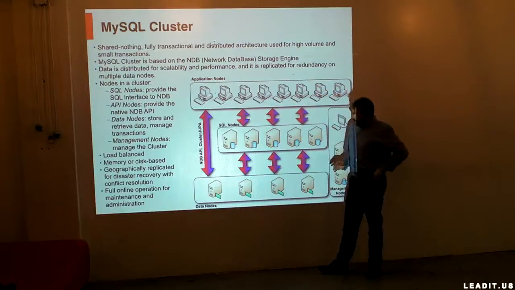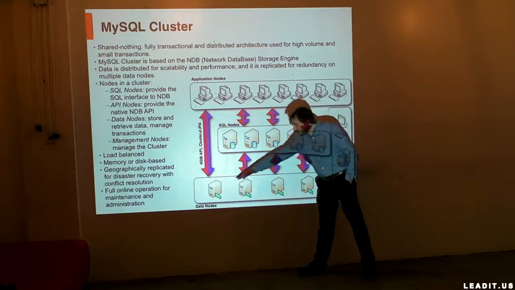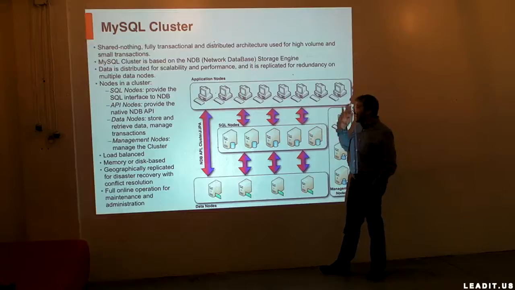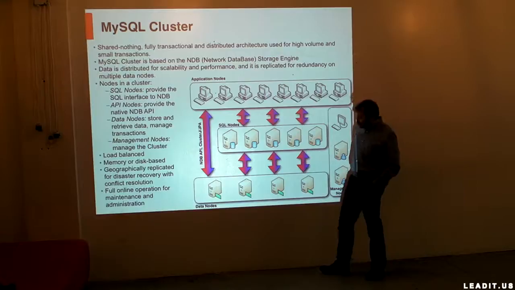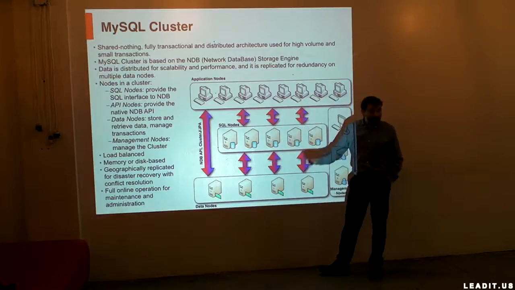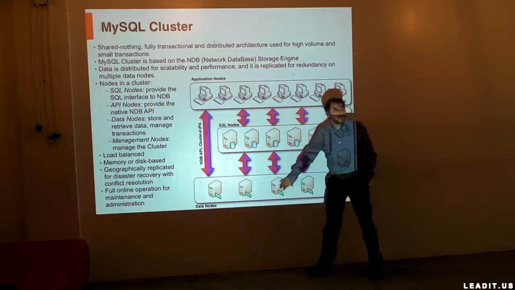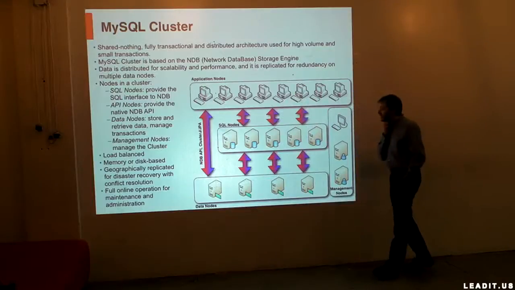The beauty of this solution is that everything is redundant. You can have multiple data nodes, you can have multiple SQL nodes, they're all active. You have redundancy, you have scalability, because you will split data on all these data nodes. So if you have, let's say, 100 gigabytes of data, you will have, generally speaking, 25 gigabytes of data on each data node, if you see these four data nodes cluster.